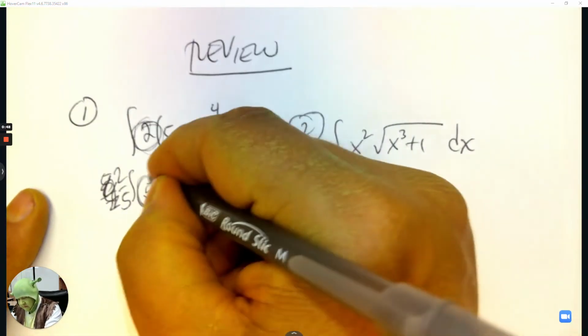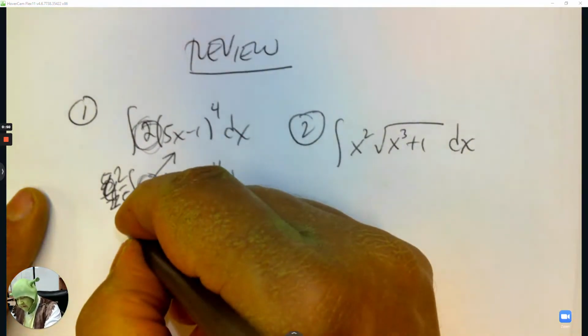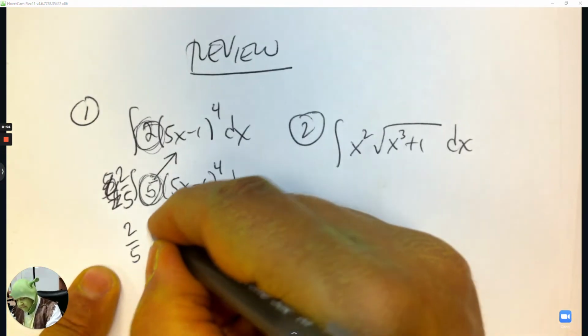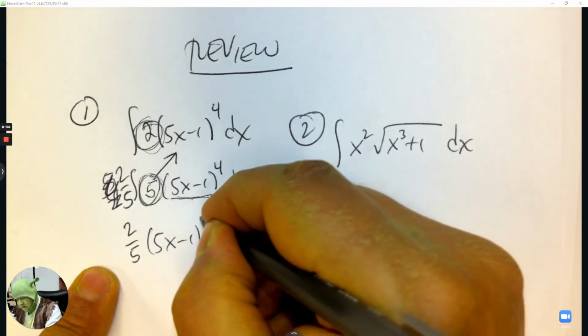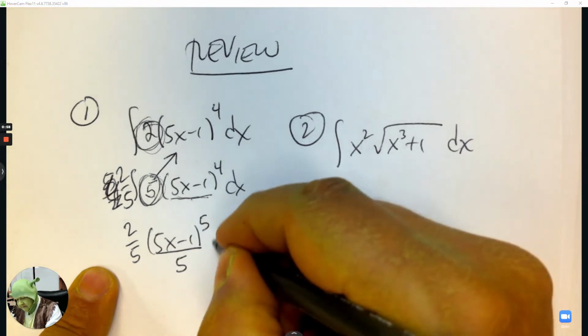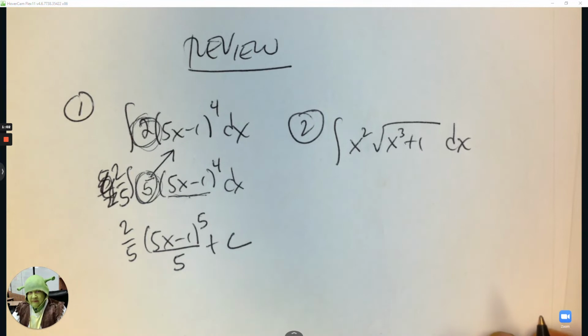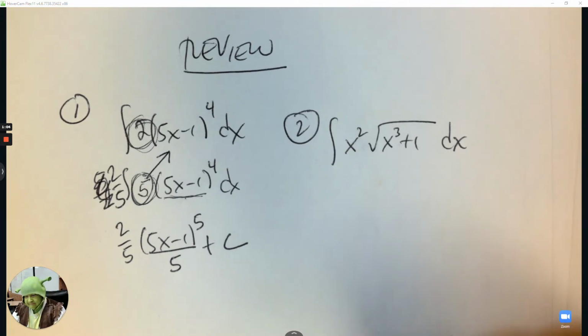Then I can circle that hook 5 and unhook it. The answer is going to start with 2 over 5. And then we do what we know, which is add 1 to the exponent and divide, and then plus c. And you could write this as 2 over 25, but it's not necessary. All right, let's try it again.